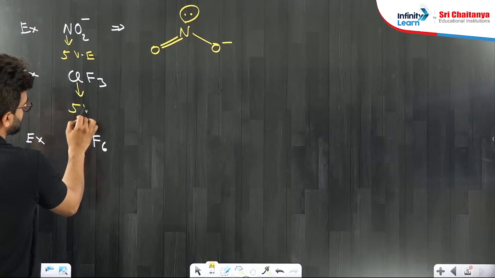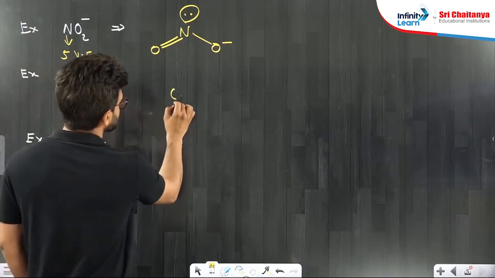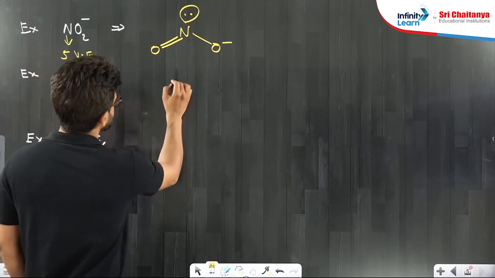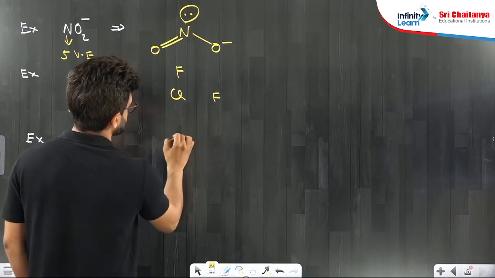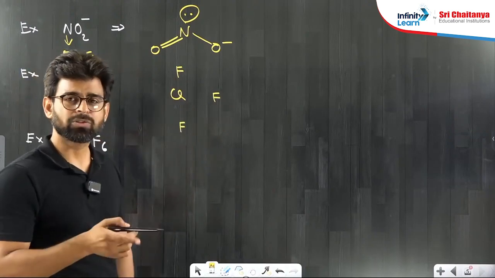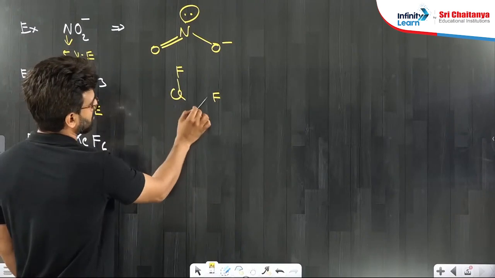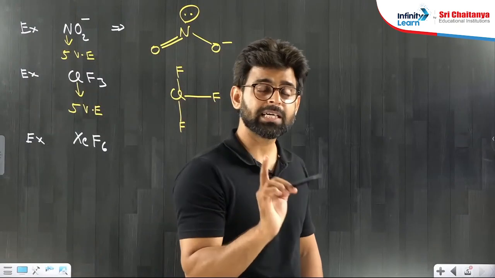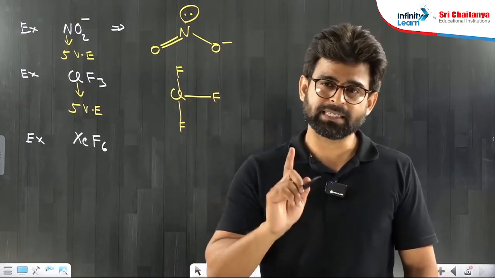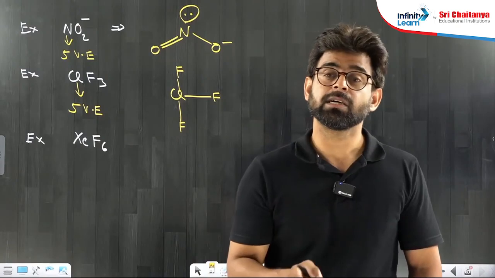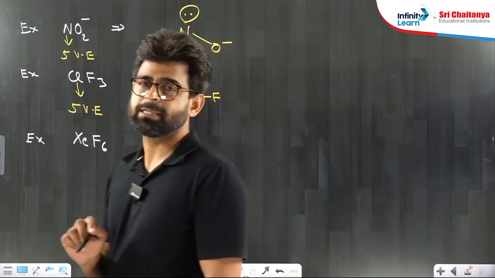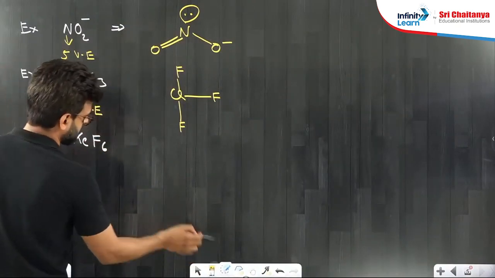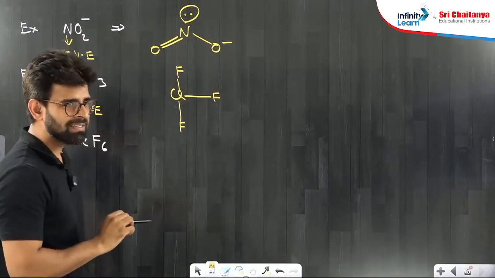Next thing is Cl. Chlorine is having here 5 valence electrons. I am writing fluorine and fluorine. Fluorine as a surrounding atom wants to make how many bonds? One bond. It will also make one bond each. Out of 5 valence electrons of chlorine, 3 are used in making bonds. Sorry, what am I saying here. Chlorine has 7 valence electrons. Sorry for that.